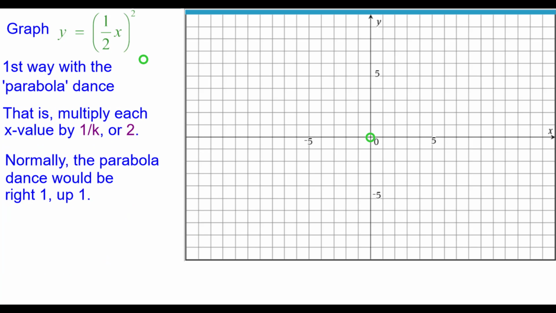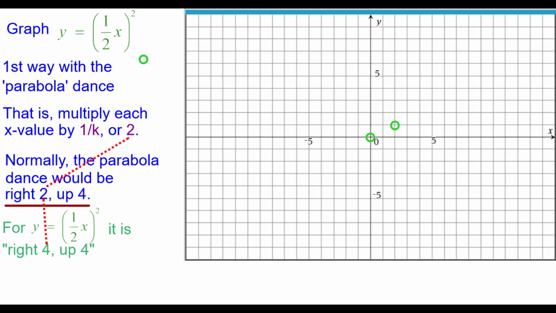What I mean by that is normally the parabola dance is right 1, up 1, but for this one it's going to be right 2, up 1, because 2 times 1 is 2, so we multiply the x by 2, but we keep the y the same. Next would be right 2 up 4, but for ours it's going to be right 4 up 4. 2 times 2 is 4. Right 3 up 9 would be next, but for us will be right 6 up 9. 2 times 3 is 6.